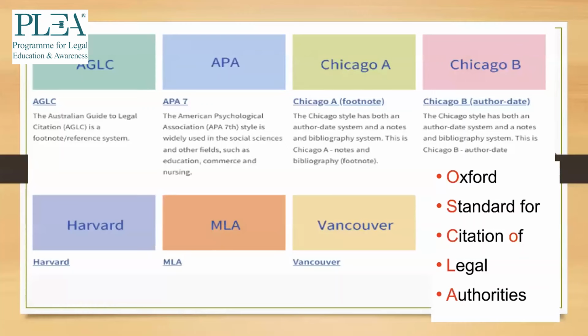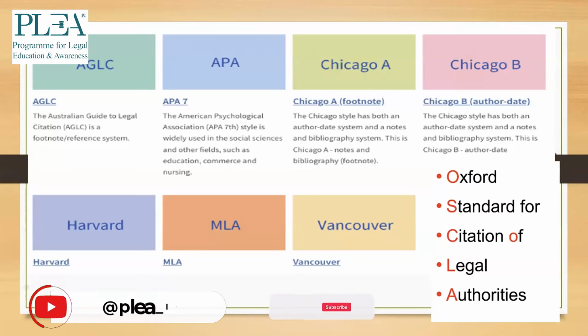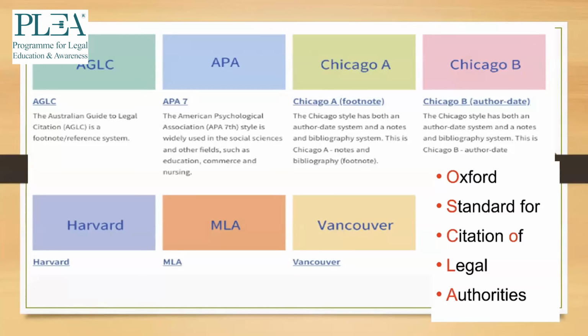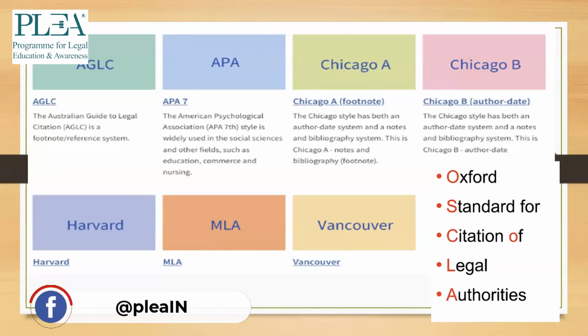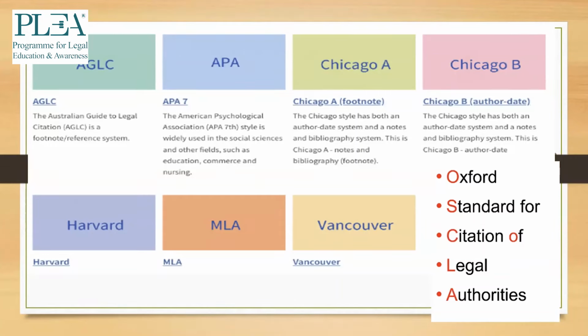Then we have Harvard Blue Book, which is the most commonly used for law. In law publishing, in publishing legal research papers, books, we mostly use Harvard. It's known as Harvard Blue Book. Then Chicago A and Chicago B. Chicago A is used for footnotes and bibliography. It is also known as the author date system. Chicago is known as author date system.